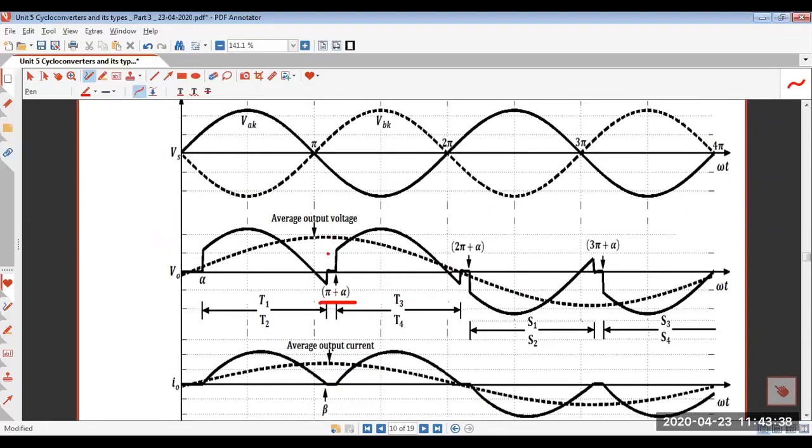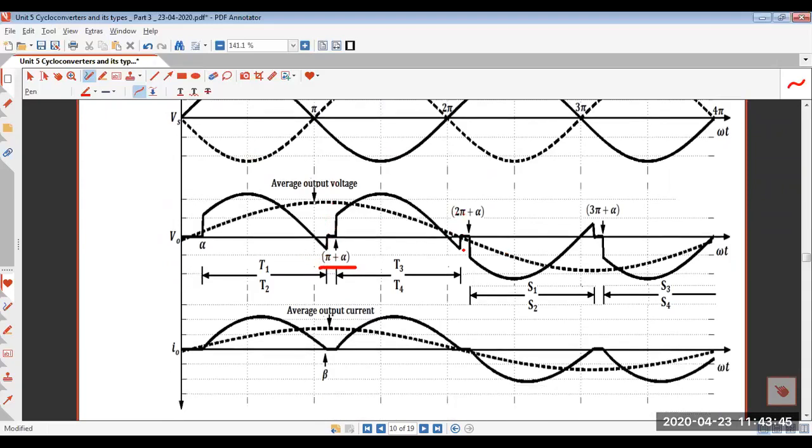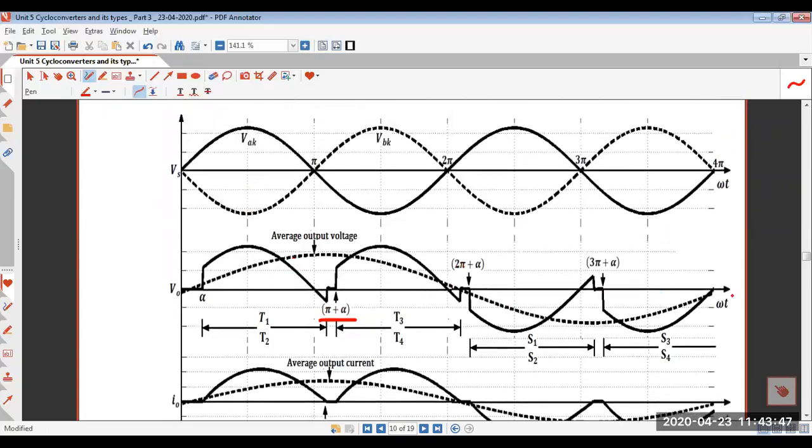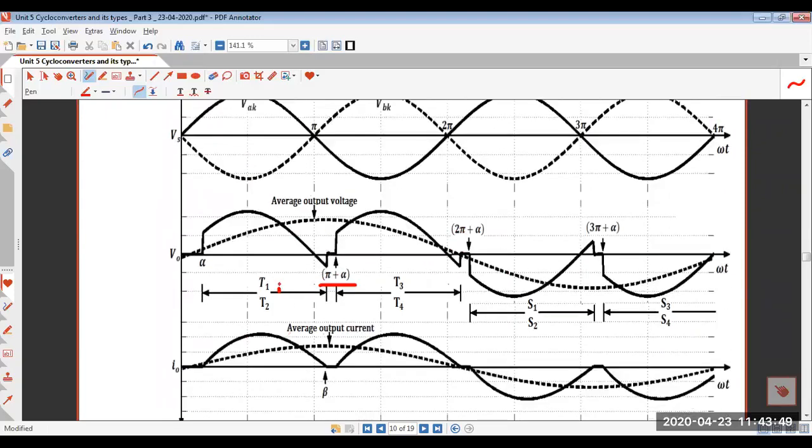Earlier when I was discussing the notation here, 2 pi plus alpha was written, that is a typo, so please ignore that. Here you can say the response is totally the same, but the only difference is that the SCRs are conducting in pairs.